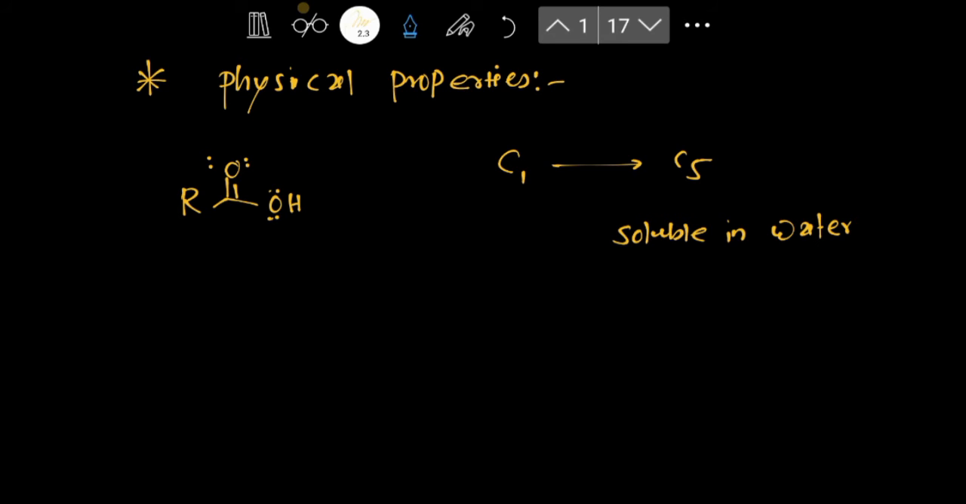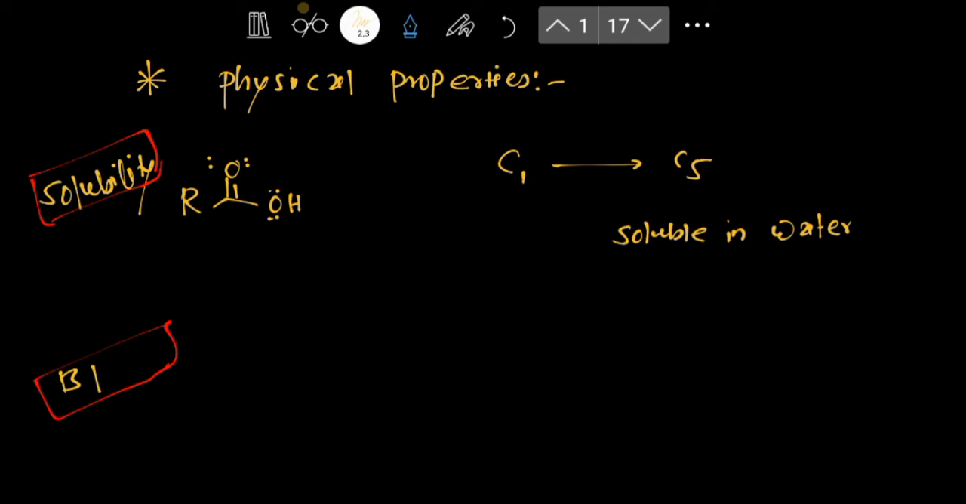Later on, the boiling point. What about the boiling point of carboxylic acid? As with solubility, the boiling point is also decided by this. Carboxylic acids have a higher boiling point, so always remember this. The general structure is RCO2H, which always has a high boiling point compared to simple water.